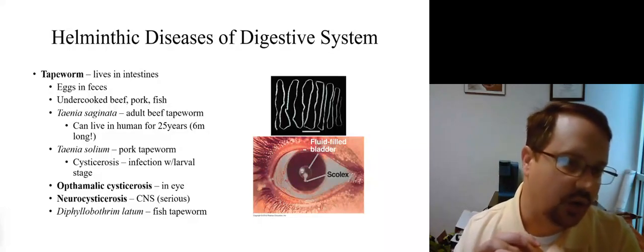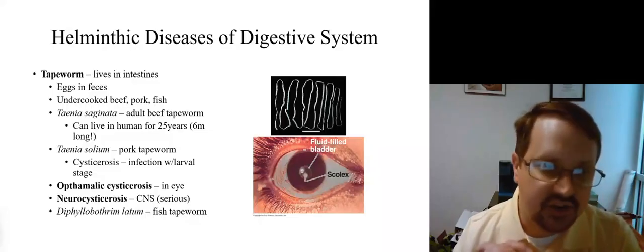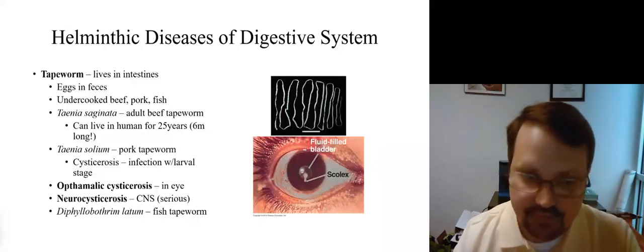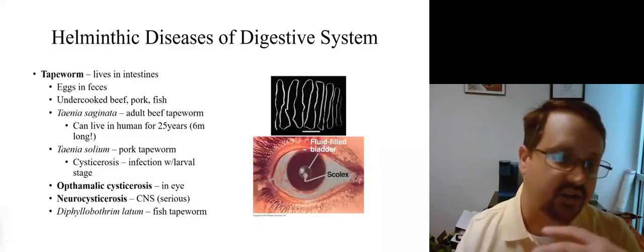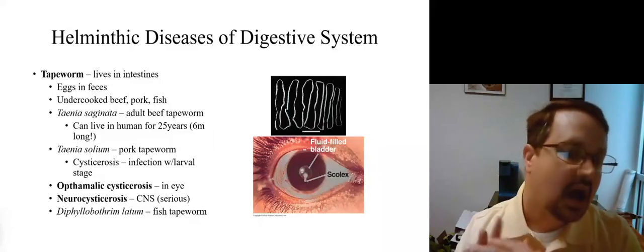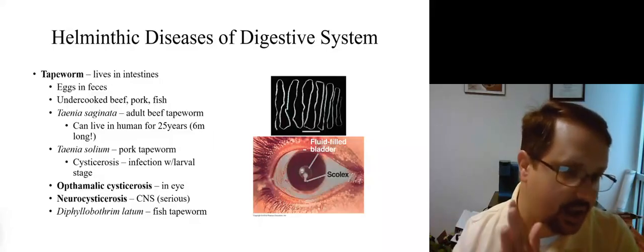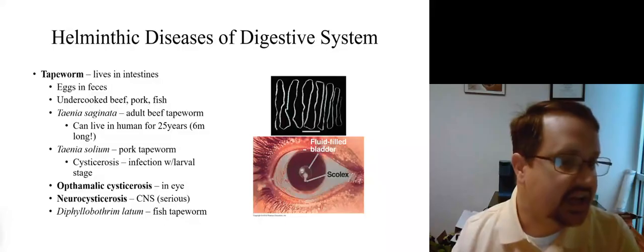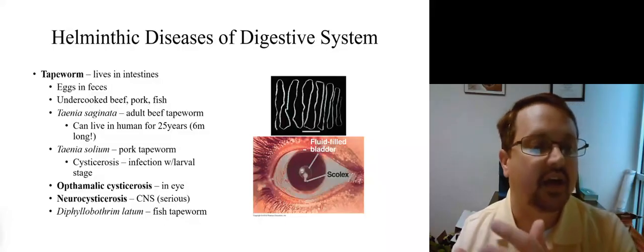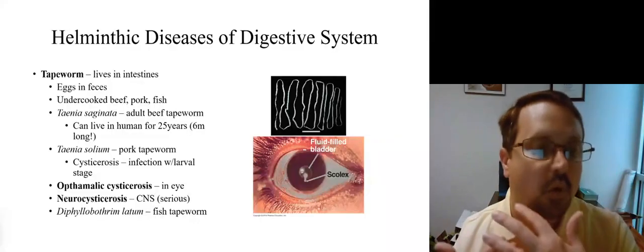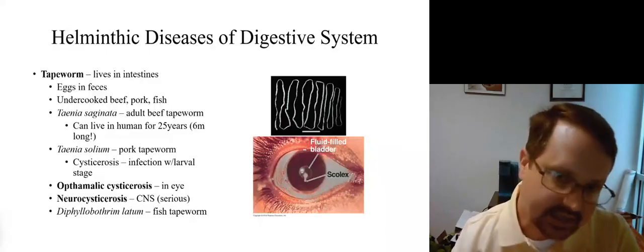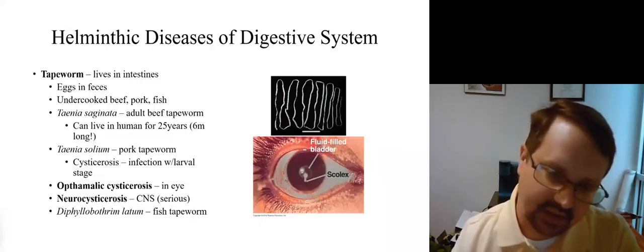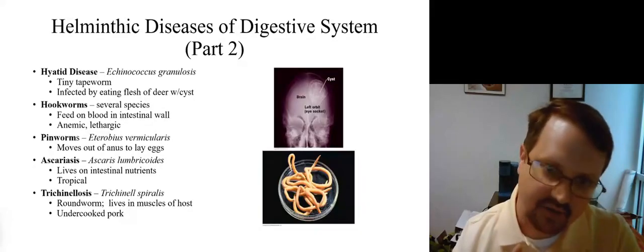You can get cysticercosis. Ophthalmic cysticercosis, you get this in your eye. Neurocysticercosis, it's very serious. You get it in your brain. Another one is a fish tapeworm called Diphyllobothrium latum. Sorry, sometimes with some of the things that are older for me, it can be hard for me to say a little bit.